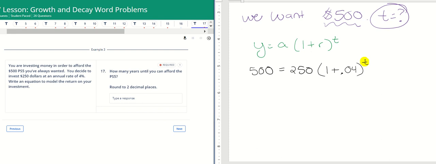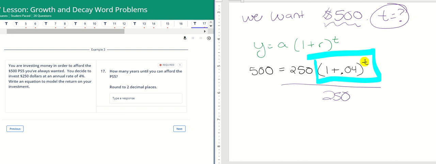Now, the first thing we can do to get t by itself is to isolate the base and the exponent. We want to get that alone, and we can do that by dividing both sides by 250. So we're going to divide by 250 over here and divide by 250 over here. And we will get that 2 is equal to 1.04 to the t power. I went ahead and just did this together.